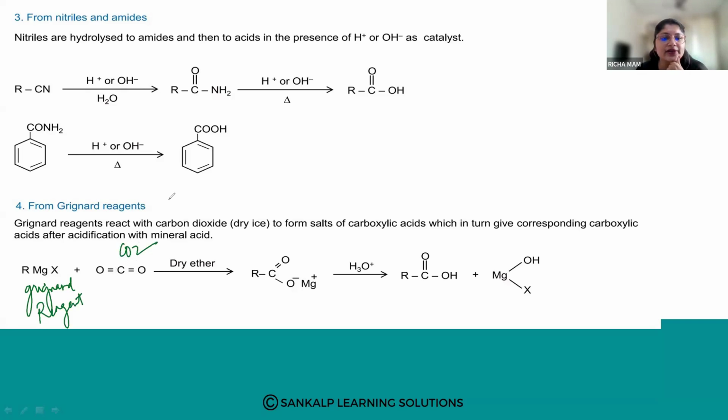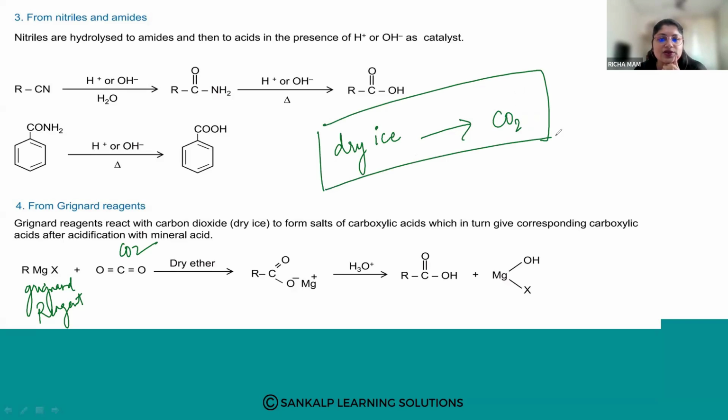I'm going to treat it with dry ice. The other name of dry ice is carbon dioxide gas, so remember this also. Carbon dioxide gas is called dry ice. If you treat your Grignard reagent with dry ice, it forms a salt of carboxylic acid.